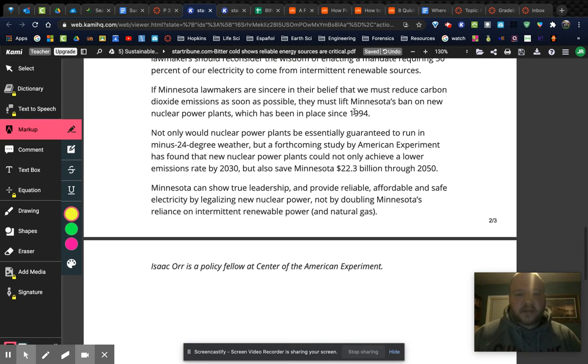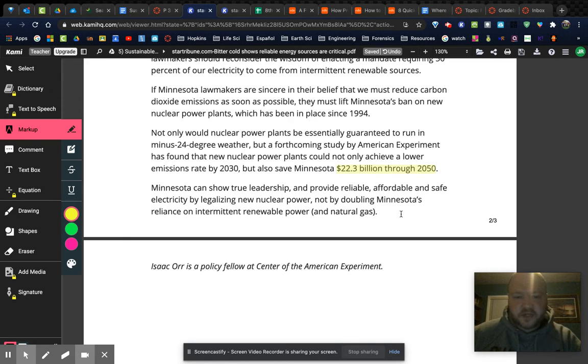All right, if Minnesota lawmakers are sincere in their belief that we must reduce carbon dioxide emissions as soon as possible, they must lift Minnesota's ban on new nuclear power plants, which has been in place since 1994. Not only would nuclear power plants be essentially guaranteed to run in minus 24-degree weather, but a forthcoming study by American Experiment has found that new nuclear power plants could not only achieve a lower emissions rate by 2030, but also save Minnesota $22.3 billion through 2050. So now he's taking the conservative economic stance here as well.